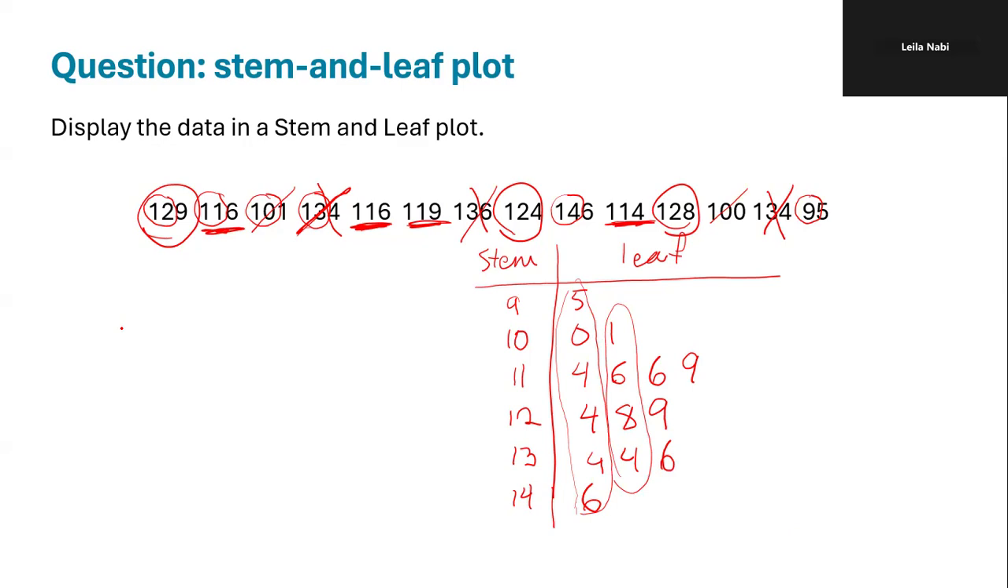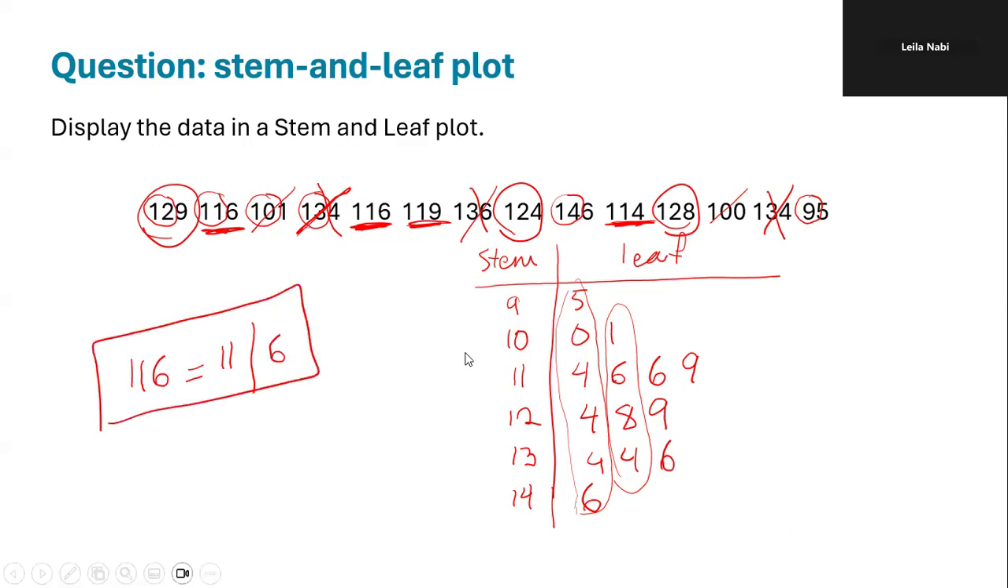Write the key. For example, just choose one of the numbers. That's up to you which number you want to choose. I will choose 116 out of this data set. And I say 116 in this stem and leaf plot shows as 11 for stem and 6 for leaf. And that is called the key for this stem and leaf plot.